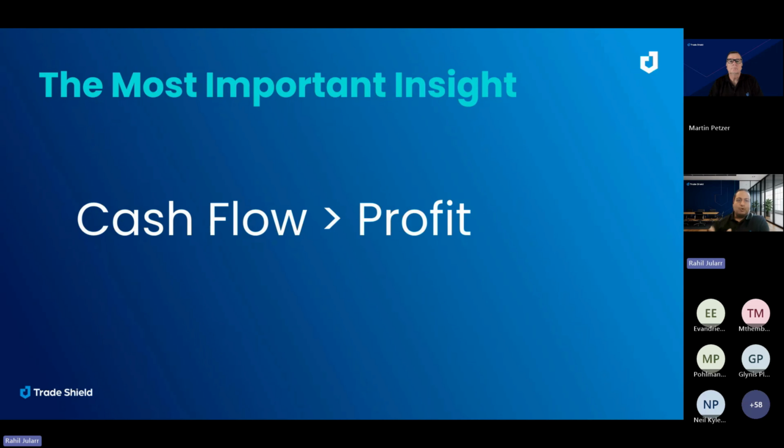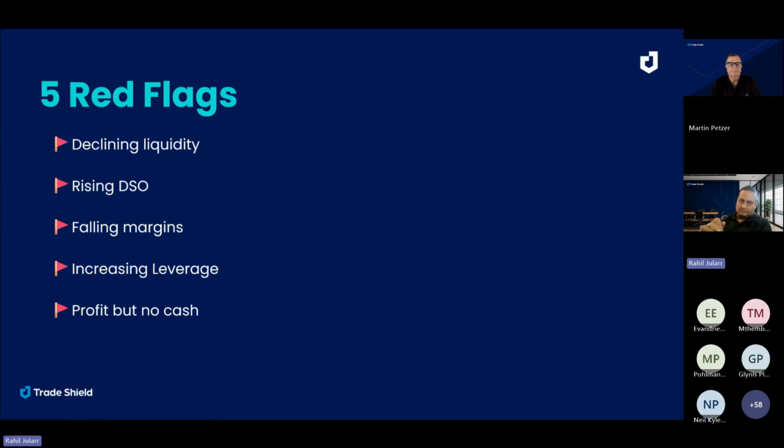The most important insight is cash flow in many, many instances is almost better than profit. Just because someone is showing a profit does not necessarily mean that they can meet their requirements. So showing a turnover of cash, a turnover of stock, is more important for you as a trade creditor than the fact that they're merely profitable. Okay, and just to tie this all up, what are the 5 red flags?